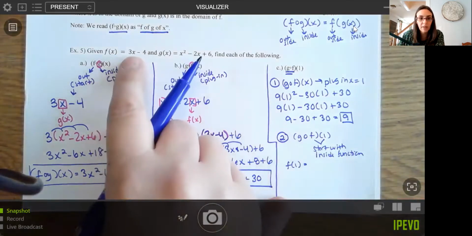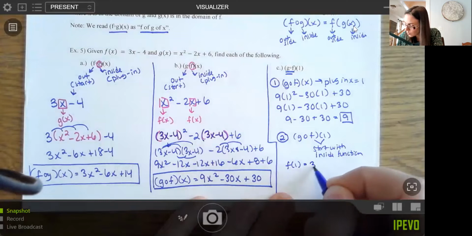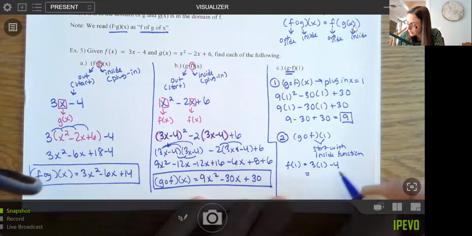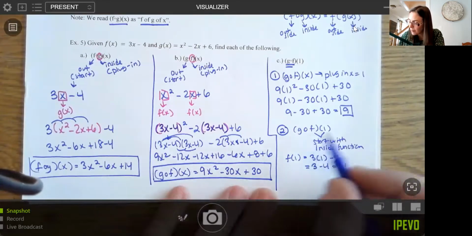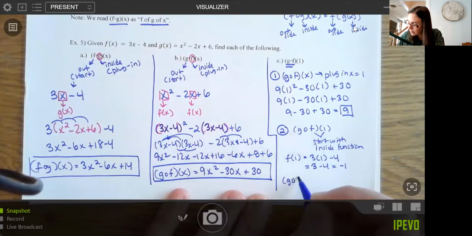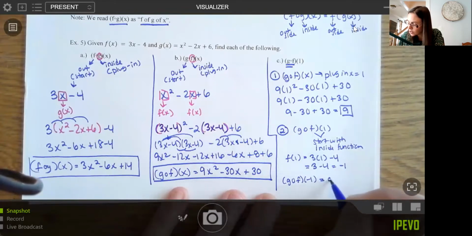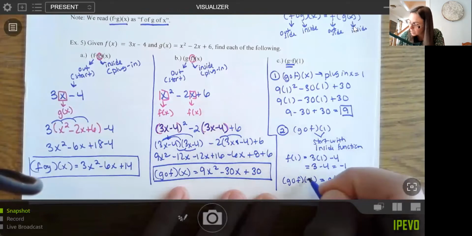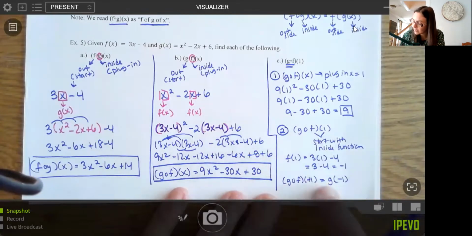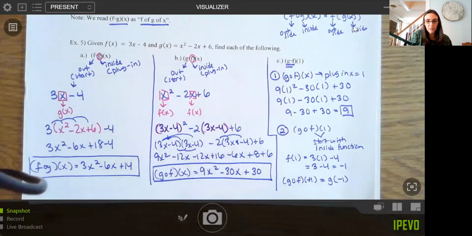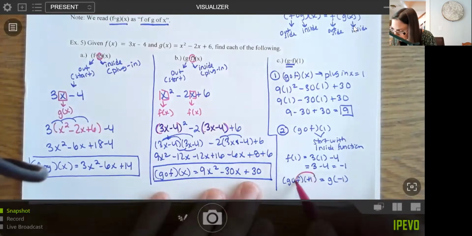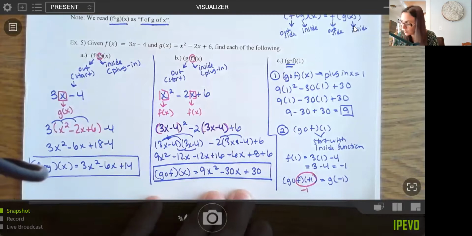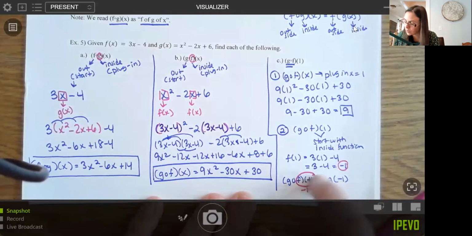So f is 3x minus 4. So I'm going to do 3 times 1 minus 4. So 3 minus 4 is negative 1. So what happens here is now g of f of 1 is equal to g of negative 1. Because this piece right here is just negative 1, right? We solved it, it's right here. So you don't need this anymore. And now you plug negative 1 into the g function.